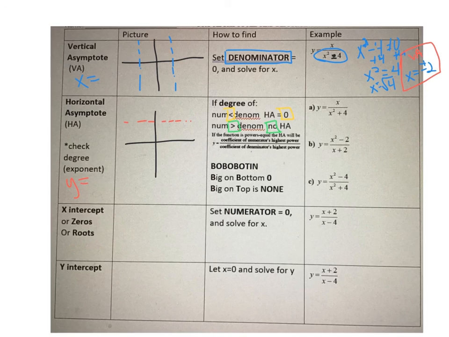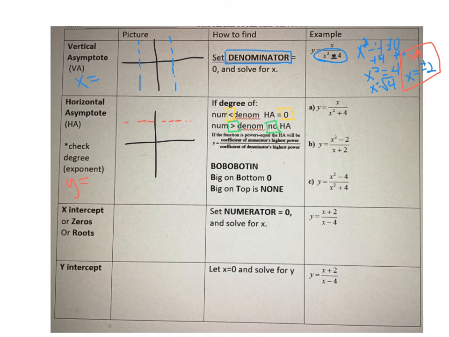And there is an acronym that will help you with horizontal asymptotes, and that is BOBO BOTN. So what does BOBO BOTN stand for? Big on bottom is 0. So if your degree is bigger on bottom, it's 0. Big on top is none. So if the numerator degree is greater, we have none. So let's look at our 3 examples over here, and let's see if we can determine what horizontal asymptote, if there is a horizontal asymptote anywhere.